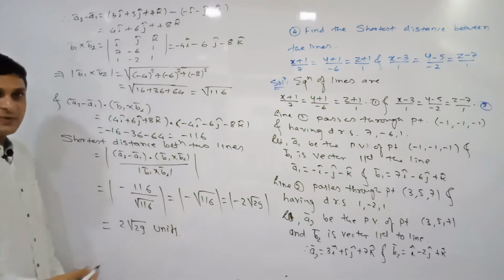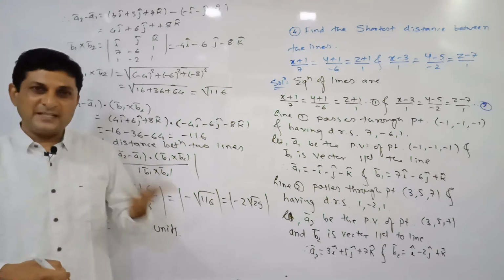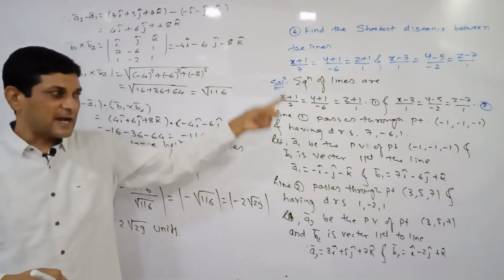So in this way we are finding the shortest distance between two lines, whether the lines are in vector form or in Cartesian form.